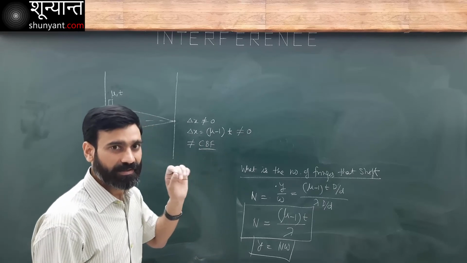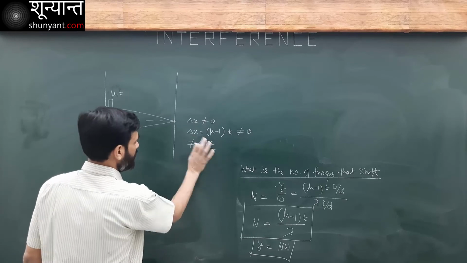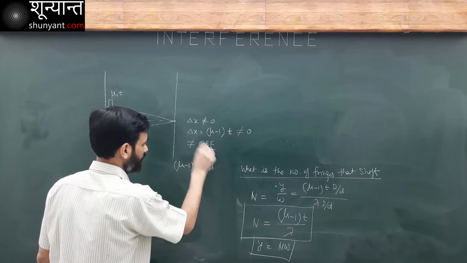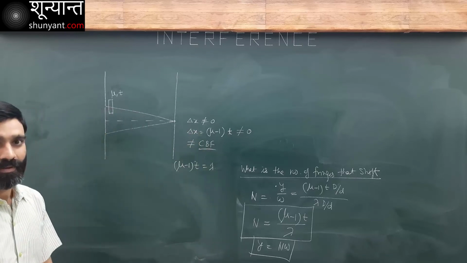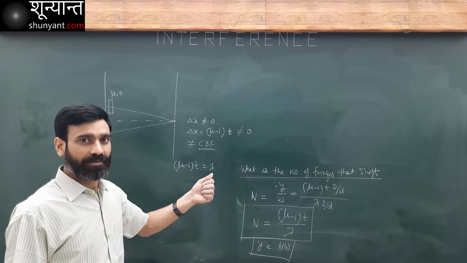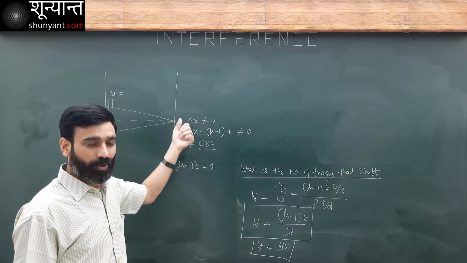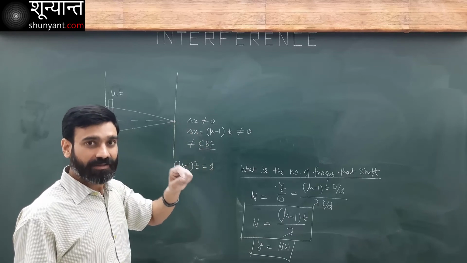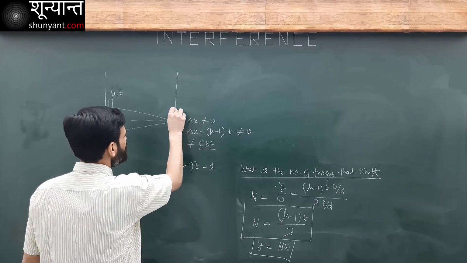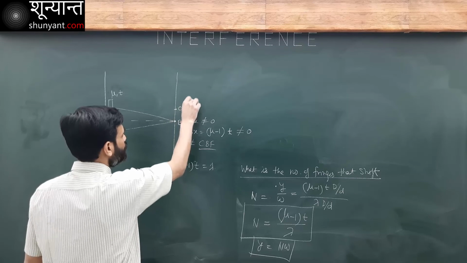Let's say that (mu minus 1) times t is equal to lambda. Then what will happen? At this position I am not getting central bright fringe, but I am getting a bright fringe. Then I will have a bright fringe here and central bright fringe will shift here. This will become the central bright fringe, the new position.